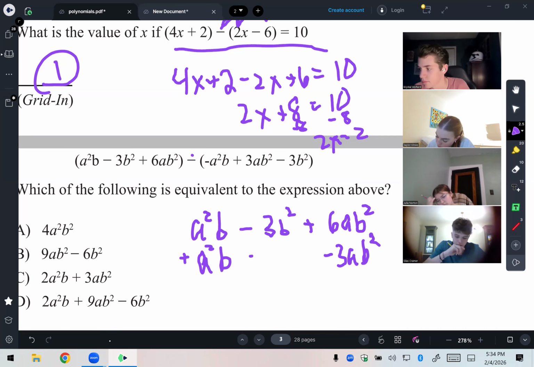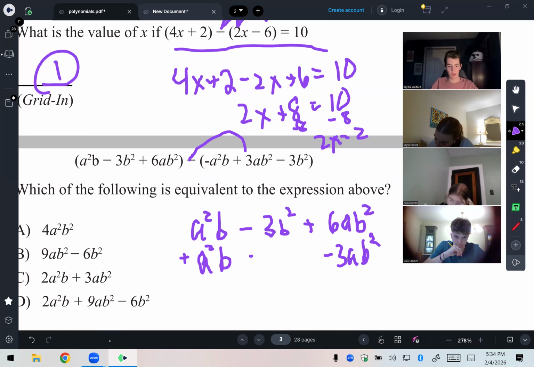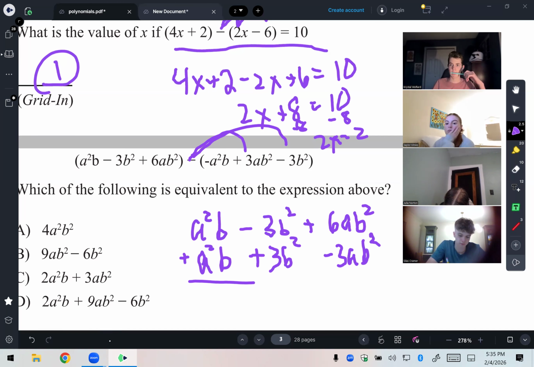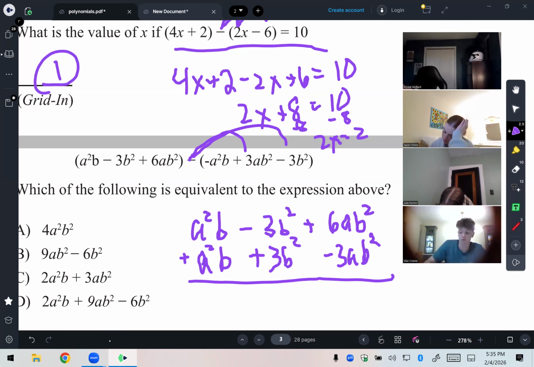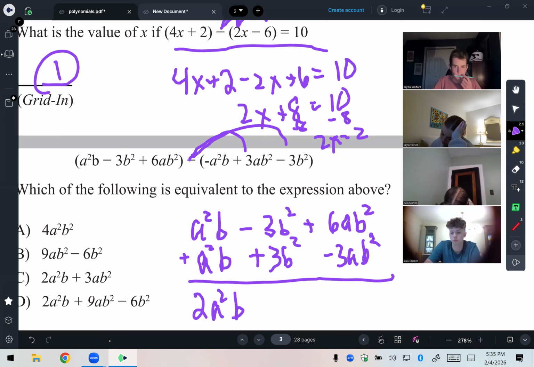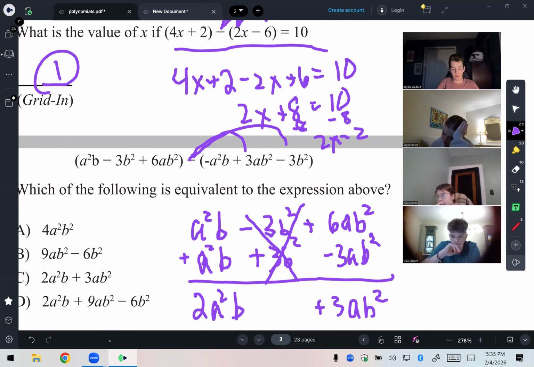And then we'll have a negative 3ab squared. We just got that. And then a plus 3b squared. So if we align them, we can see very easily that this will be 2a squared b. These are additive inverses, so they vaporize, plus 3ab squared, and it's beginning to look a lot like C.